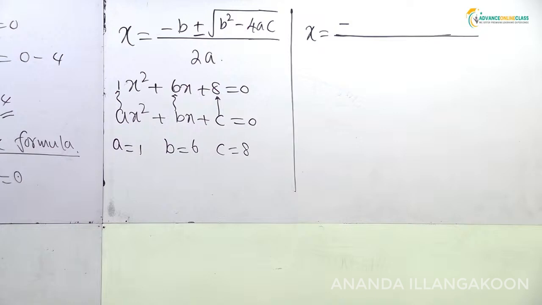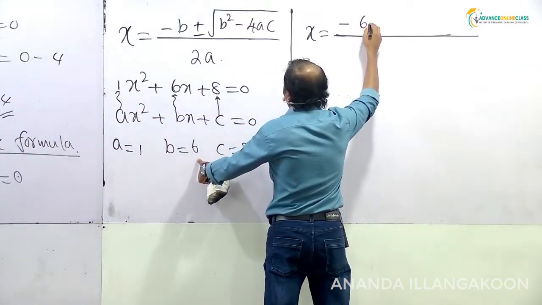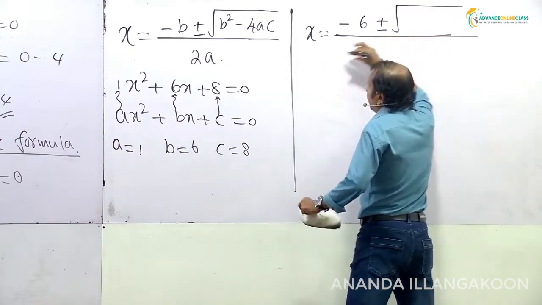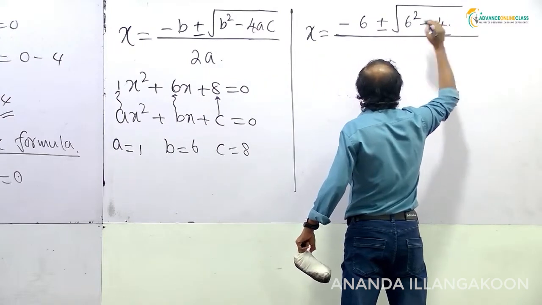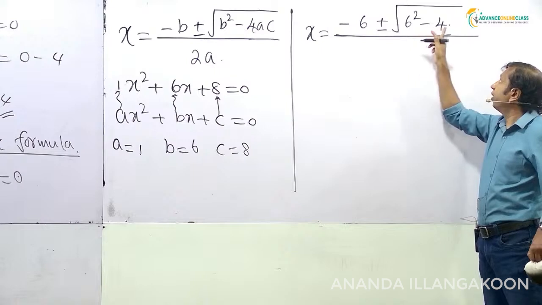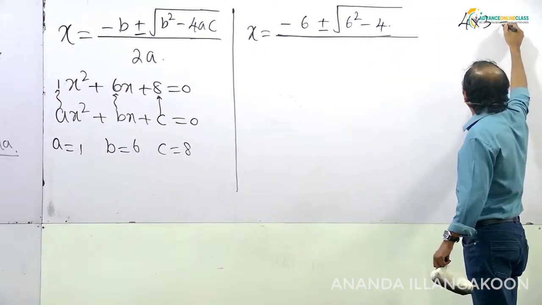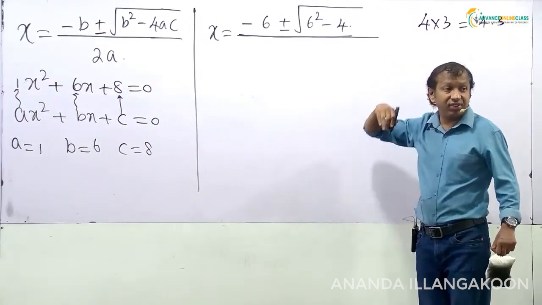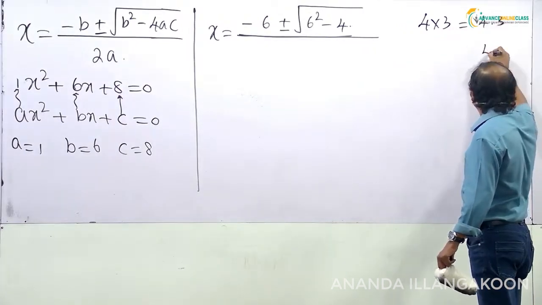I will substitute here. B is 6, plus or minus square root, B squared, 6 squared, right? Minus 4 times. We know, people, we told that to write the multiplication sign we use the dot. Last week I told you, when we write 4 into 3, the same thing we write as 4 dot 3 like this. It doesn't say 4.3. When it becomes 4.3, this dot we have to put in the midway.